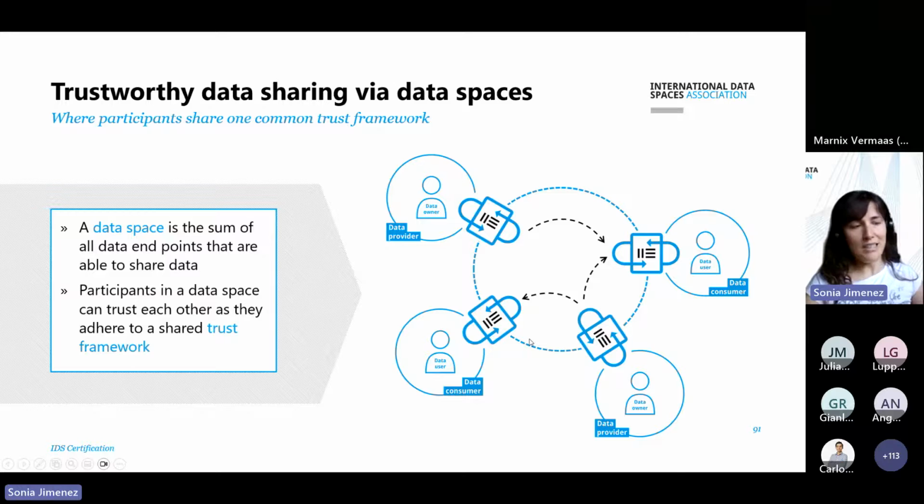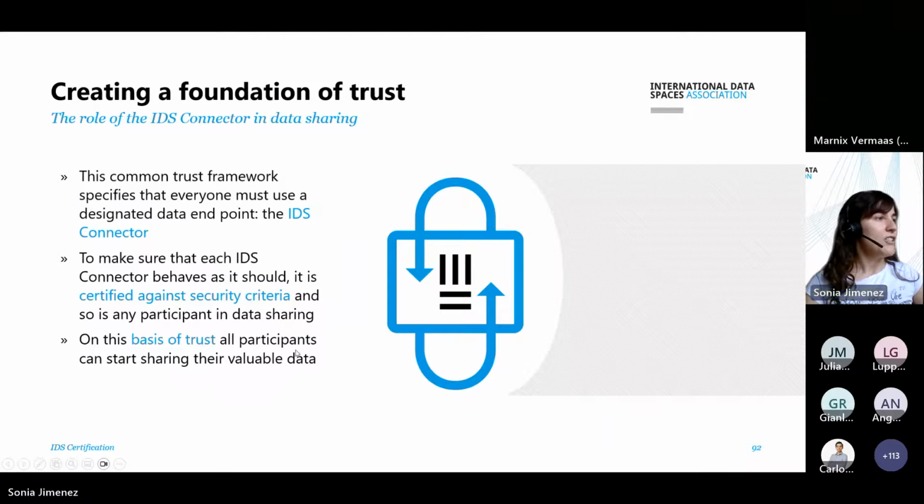So for us, in an IDS-based data space, you need to have a connector to send and receive data. And how do we make sure that the data exchange is trustworthy? What we do is certify that these connectors comply with our criteria. Besides the connectors, we also have to make sure that the participants making use of this connector are trustworthy. So we start with the connector.